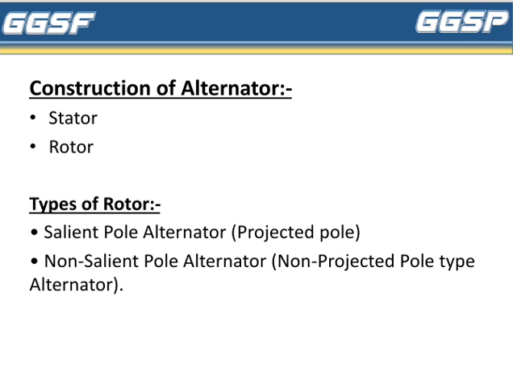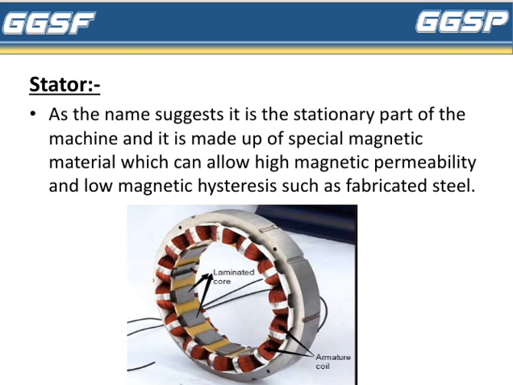Now, basically the construction of an alternator is based on two parts, that is stator and rotor. In rotor there are two types of rotors: first, salient pole alternator, that is projected pole, and non-salient pole alternator, that is non-projected pole type alternator. Now first, stator. As the name suggests, it is the stationary part of the machine and it is made up of special magnetic material which allows high magnetic permeability and low magnetic hysteresis, such as fabricated steel.